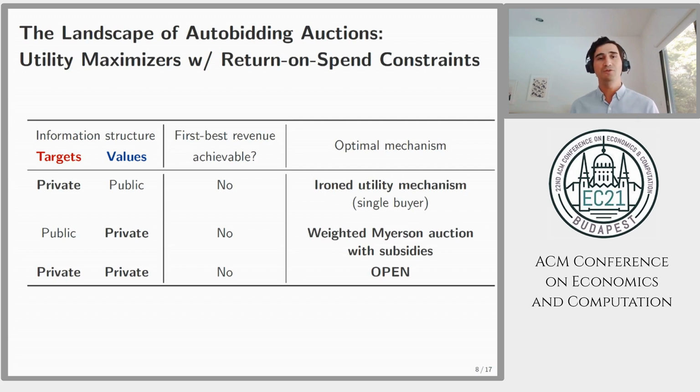In the case of values being private, we also show that first best is not achievable. Here we show that an auction that is essentially a weighted combination of the traditional second-price auction with the target-adjusted values is actually optimal. This may require some subsidies to satisfy the ROS constraint. And in the case of both targets and values being private, this is another mechanism that we don't know how to characterize, and we leave it as an interesting open question.